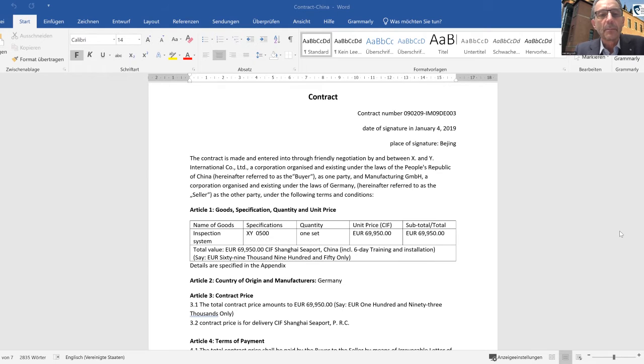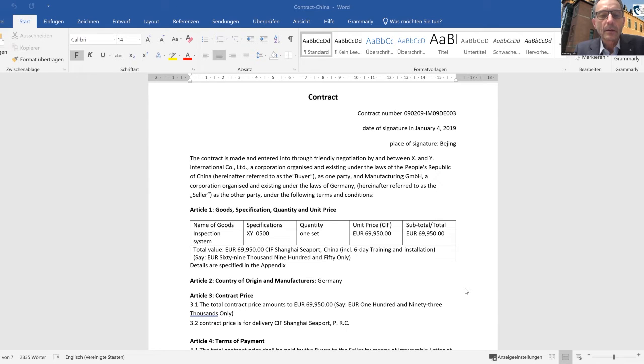The company International Co. Limited. I made it anonymous because I'm not allowed to talk about the real companies. And on the other hand, I have the seller, the company in Germany. The company in Germany is called the seller. So then we can really start with Article 1.